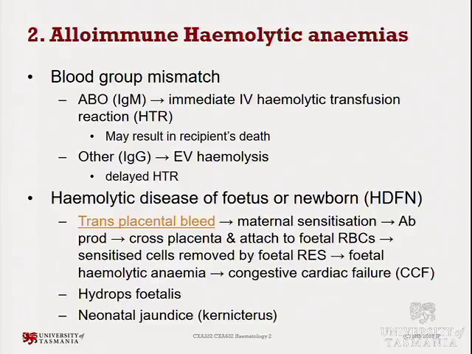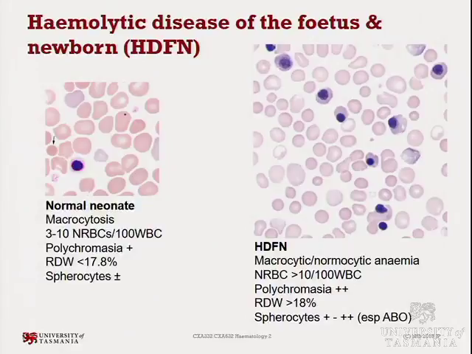So it's not a good thing, hemolytic disease of the fetus and newborn, best to be avoided if you can. Here are a couple of images for you to have a look at. Here we've got the normal neonate. In a normal neonate, you do see some macrocytosis. That's quite normal. Can anybody tell me what this little inclusion is? Tell the person next to you if you're not sure.